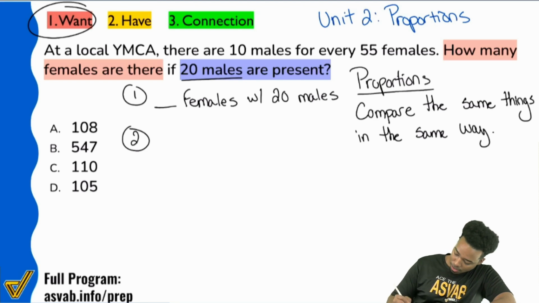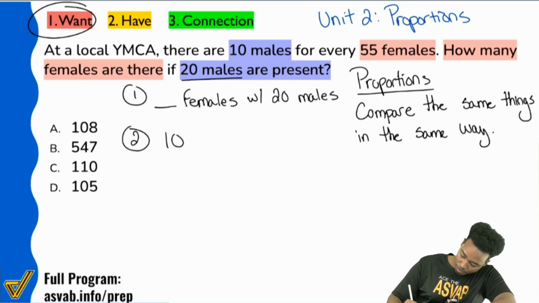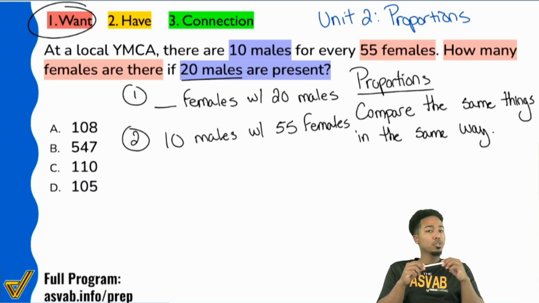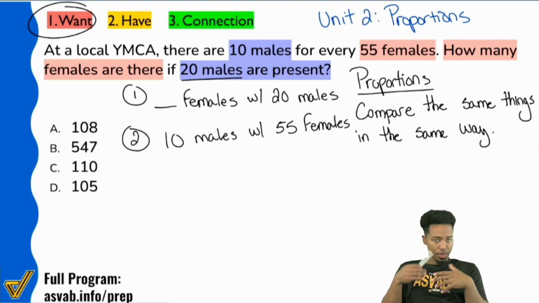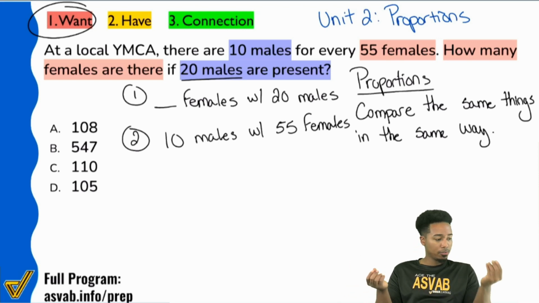We have 10 males right over here. 10 males for every 55 females. So if I write this down, one thing I need to make sure I do is recognize, with enough practice, you'll be able to recognize this. We're comparing the same things in the same way. Here's what I mean by that. Everybody, is it true that the comparison being made has to do with males versus females in a certain setting?